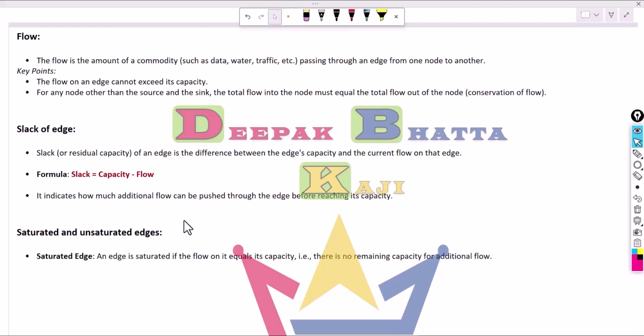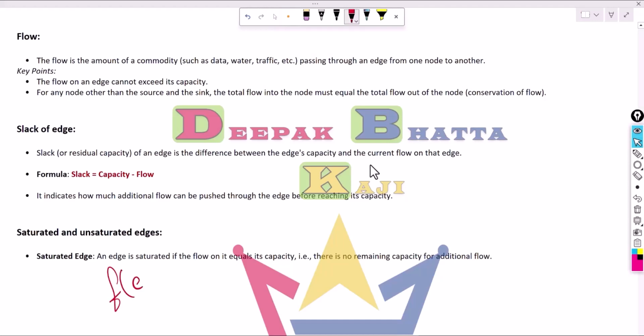Let us assume the saturated condition of an edge, that is, the flow of an edge is equal to the capacity of an edge. So a saturated edge means the flow of the edge equals the capacity of the edge.